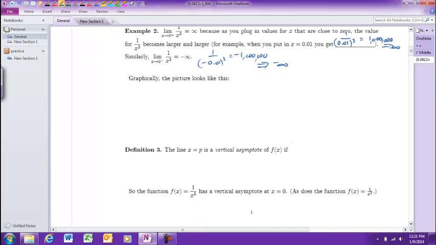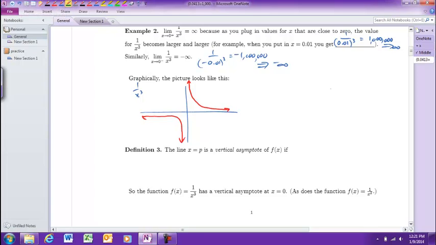And graphically, the picture looks like this. Here's 0 right in the middle, and I'm going to graph the function 1 over x cubed. And what it looks like is that as my x values approach 0 from the right-hand side, my y values are going up, up, up to big numbers. And as I approach from the left-hand side, they're going down. Okay, so that is a rough sketch of the graph of f of x equals 1 over x cubed.